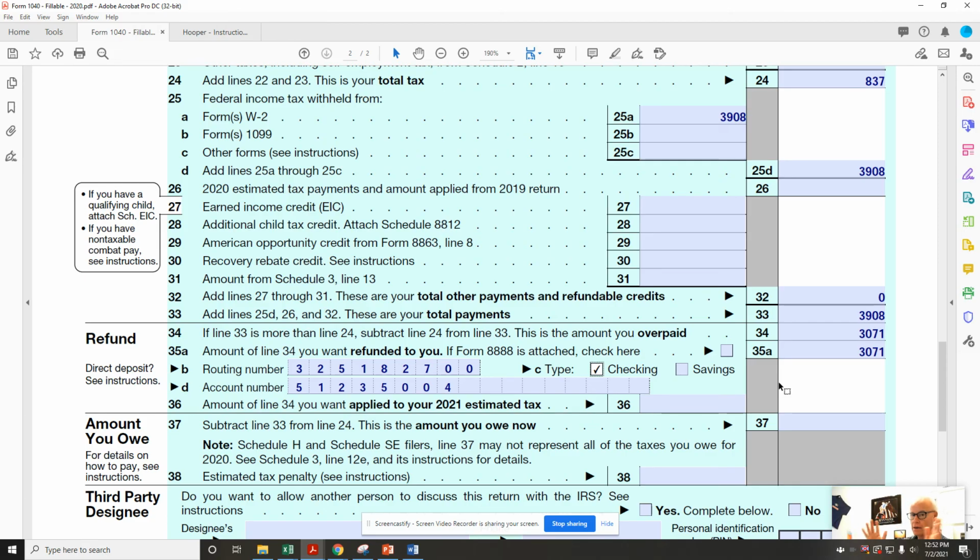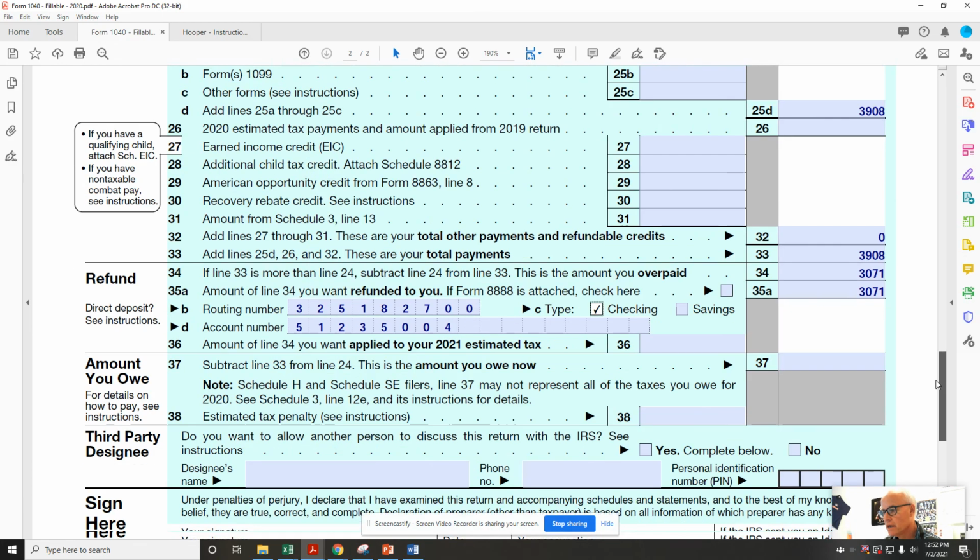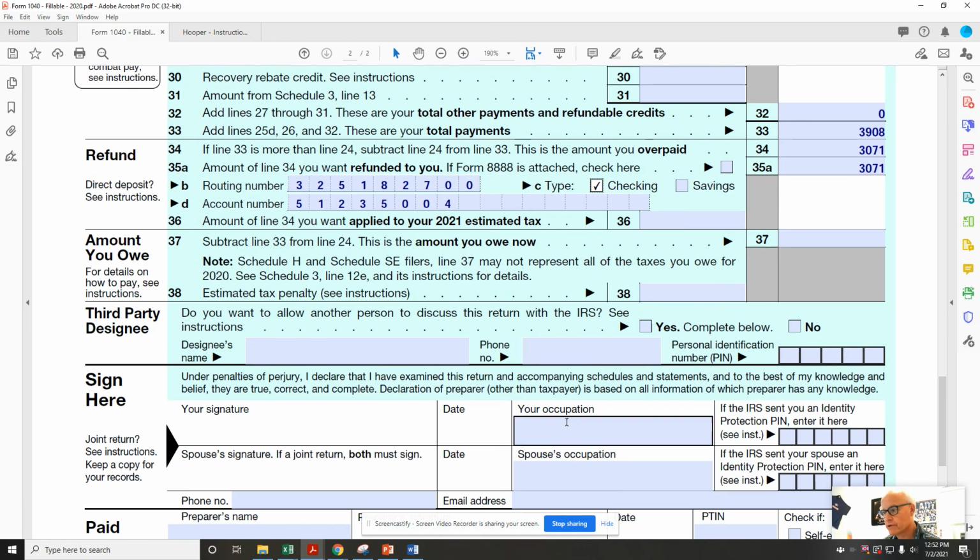And again, I'll just say this one more time. When you enter this stuff into, whether it's a paper return, a fillable return, or electronically in TurboTax or TaxAct or whatever, make sure that the routing number and the account number are correct. At the bottom, of course, Kevin would sign and date and put his occupation and a PIN and be done with it.